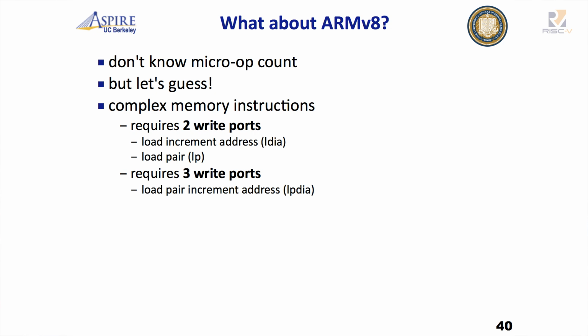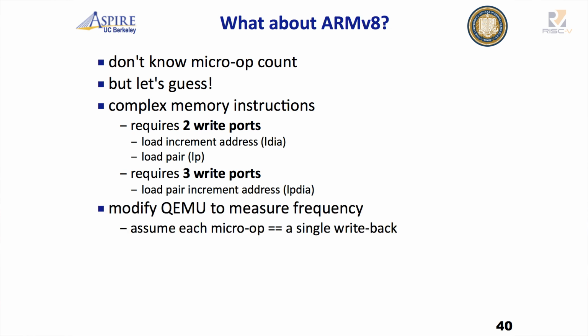So they have the load pair and a load increment address. That requires 2 write ports to your processor. And they also have a load pair increment address that requires 3 write ports. And it's common for high-performance pipelines to decide, let's break this up into micro-ops, and each micro-op can write at most one register. And so if we do that, we modify QEMU to count how often this happens, and we assume 1 write back at most for 1 micro-op.